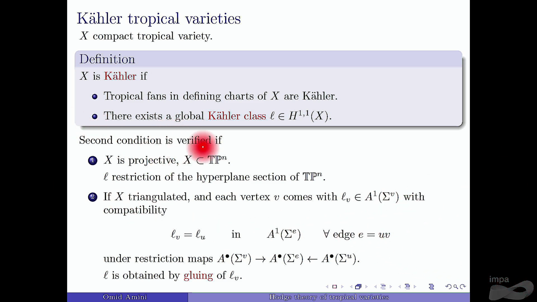And in addition, there is a global Kähler class, L inside H^{1,1}(X). So it means that, for example, if X is defined inside TP^n, it's a projective case, then you have a class L, which is the class of a hyperplane section inside the projective tropical variety, and it gives you an element. But this is more general. Basically, you want to have an L such that if you take the restriction of L on all these sigma_i bars, you get a Kähler element of H^{1,1} of that compactification. But an element of H^{1,1} of that compactification is an element of A^1. So I told you what the elements of A^1 are, which correspond to Kähler forms.